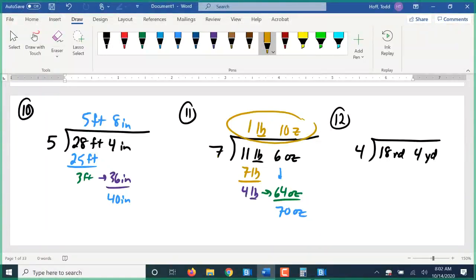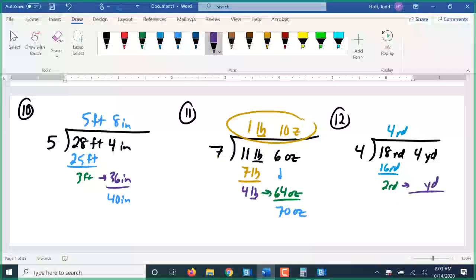Number 12. 4 goes into 18 rods 4 times. That's 4 rods. 4 times 4 is 16 rods. Subtract, we have 2 rods left over. Before we can bring down the 4 yards, we have to turn those 2 rods into yards. 5.5 yards per rod, so times 2, that's 11 yards. We bring down the 4, now 15 yards. 4 goes into 15, 3 3/4. That's 4 rods, 3 3/4 yards.